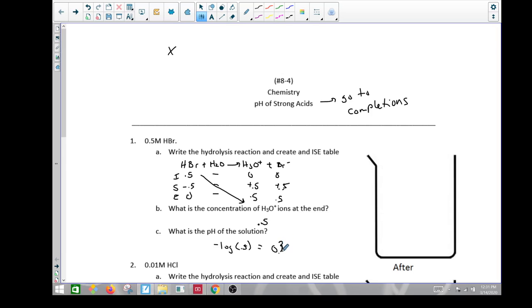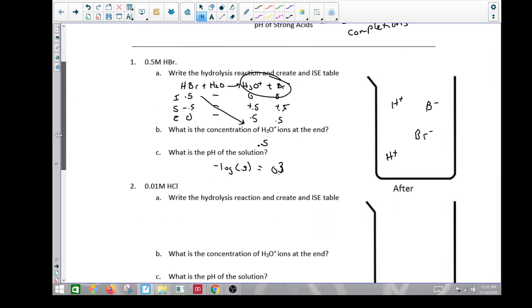If I drew that out, it would just be, because it's product favored, I'm only going to show the products here. H plus ions and Br minus ions. And you could draw as many as you want. H plus ions, Br negative. I'll draw two in there, I guess.